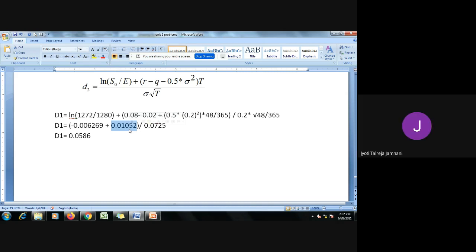Yes, ma'am. Then 0.2 into 0.2, if I do the square, is 0.04. Into 0.5, if I do, it's again 0.02. So 0.06 plus 0.02, again it will become 0.08. This we have to multiply with 48 divided by 365. So I'm getting it as 0.01052. How are you doing it, Shubha? Ma'am, the entire term I am getting as 0.06. The whole term. See, first you are finding the square and then multiplying it with 0.5 and then adding it to this, right? First you have to do r minus q plus.